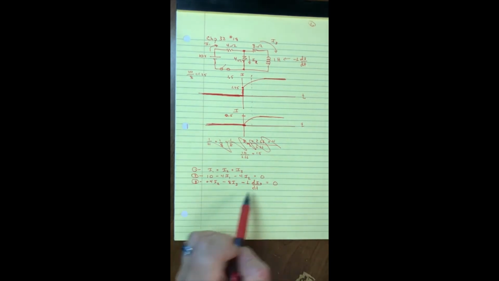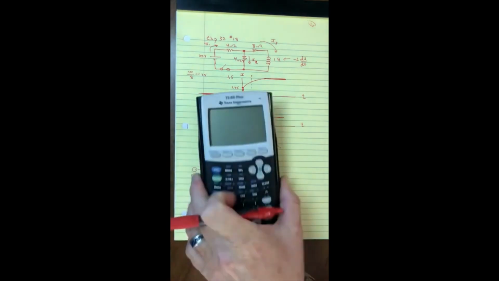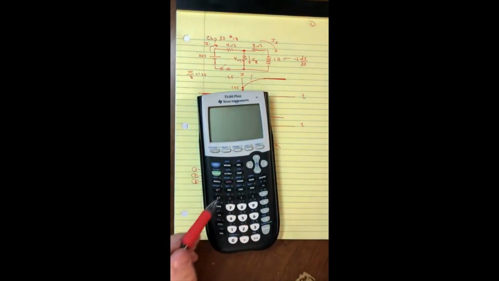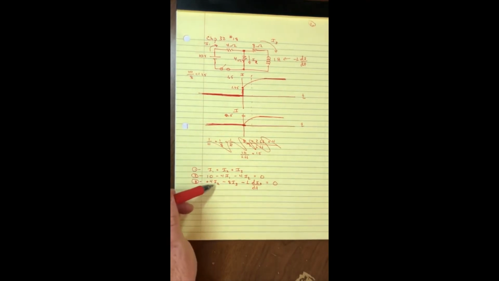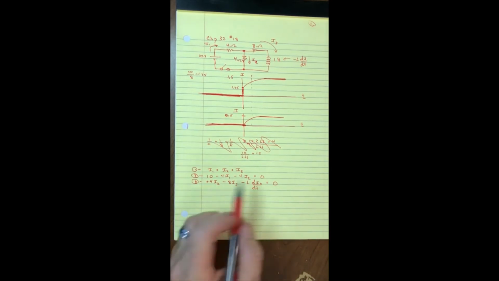Now, one of them has a derivative in it. So unlike chapter 28, I'm not going to grab my calculator and head over to the matrix and solve a system of linear equations. I don't have a system of linear equations. Two of them are linear equations, but the third one makes it a differential equation. So I really have a set of differential equations. They're not coupled differential equations, but technically, because one of them has a derivative in it, it is a system of differential equations, or at least one of them is. So I'm going to have to solve this by hand.